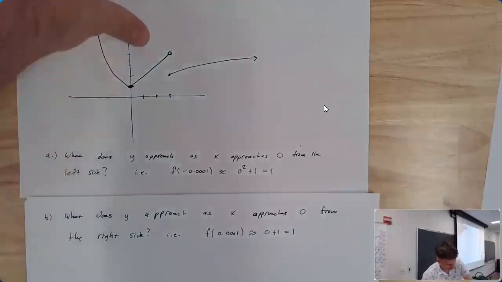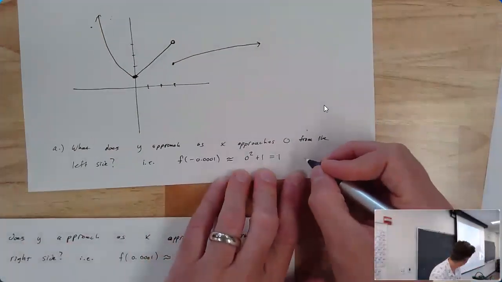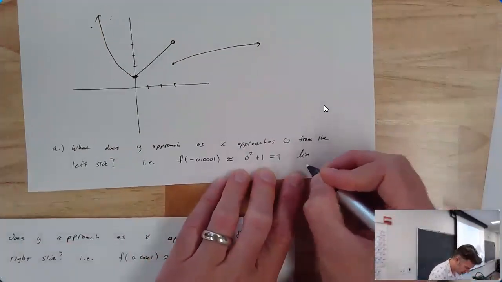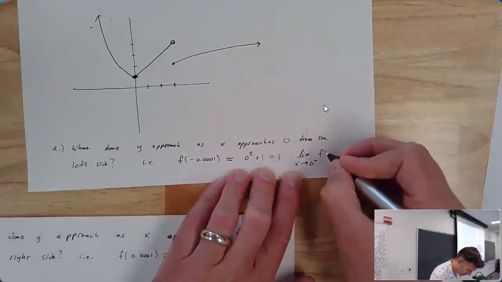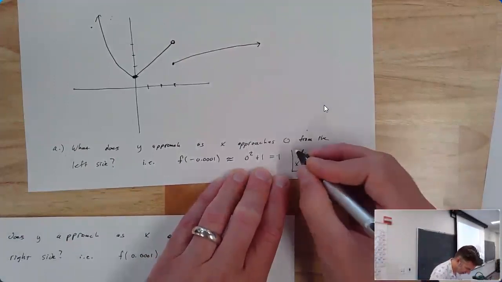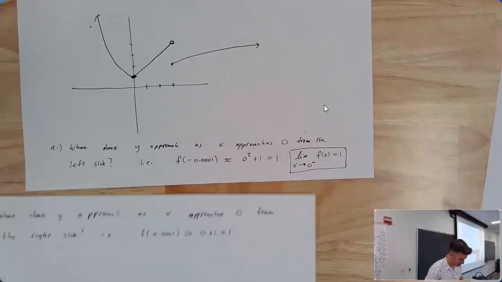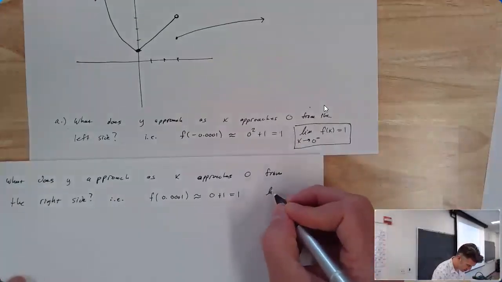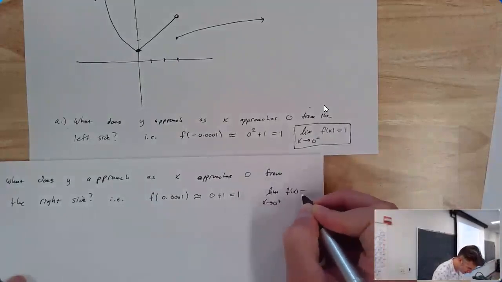Okay. So, a couple other things. Here we would say the limit as x approaches 0 from the left of f of x is equal to 1. That is the notation for that. And again, all it means is as x is close to 0 from the left-hand side of 0, the y value is close to 1. And in a similar way, here we could write the limit as x approaches 0 from the right of f of x also equal to 1.